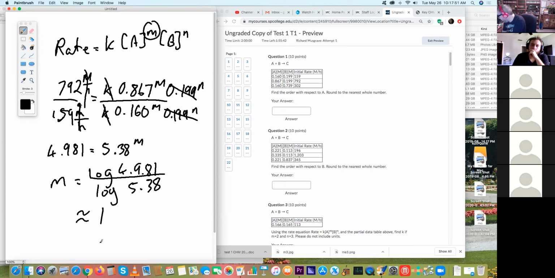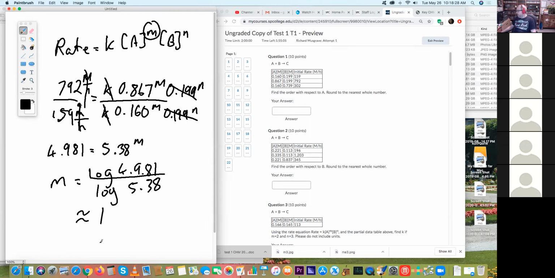So question 2 is very similar. And in that case, you would want to be able to find the order with respect to B. And you can see you'd have to use then experiments 1 and 3 in order to make the A's cancel. So you'd be left with B, and you'll do that in a similar way. And I would do 3 over 1 because 3 is bigger than 1 on the initial rate. And that will hopefully give you something that you can work with there as well.